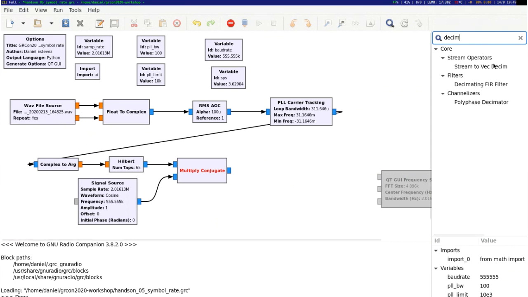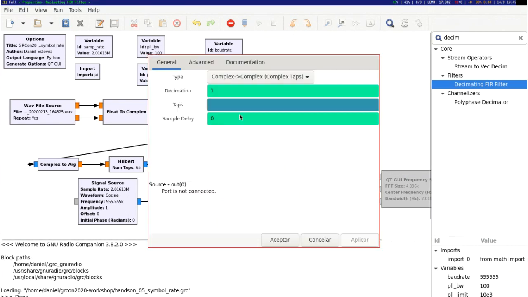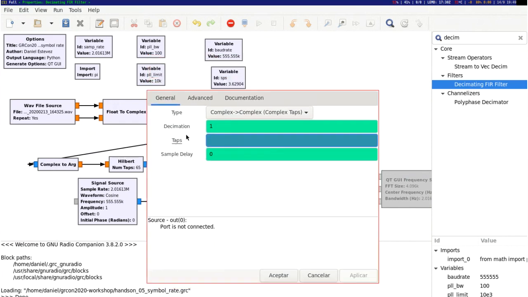So let's go and put a decimating FIR filter. And then here, I want to have just ones, as many ones as samples per symbol. The samples per symbol is 3.6. I cannot have a vector with 3.6 ones. The best I can aim for is 1, 1, 1. I'm dividing by 3 for normalization, but this is okay.